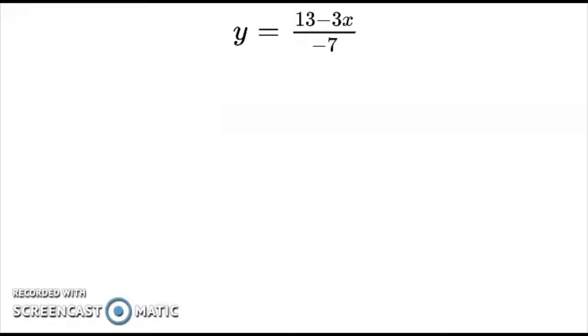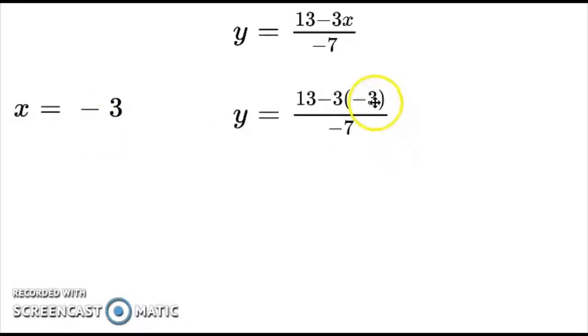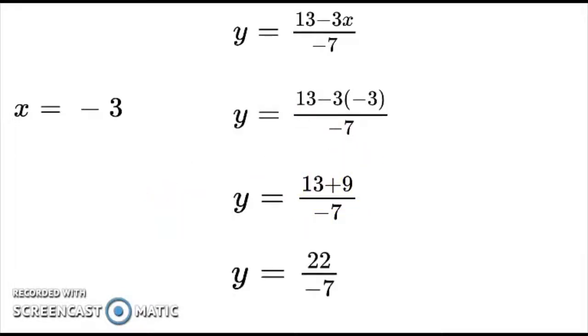Now we're going to substitute in our values of x to find each of those answers. So, starting with x being -3, I'm going to substitute in -3 for x. So I'll have -3 going in here, so I have 13 minus 3 times -3. Do the multiplying here first. -3 times -3 is +9. So I'll have 13 plus 9 up top, which leaves me with 22. So my first answer is going to be 22 over -7. Keep it as a reduced fraction.